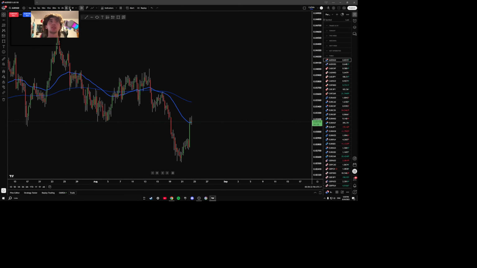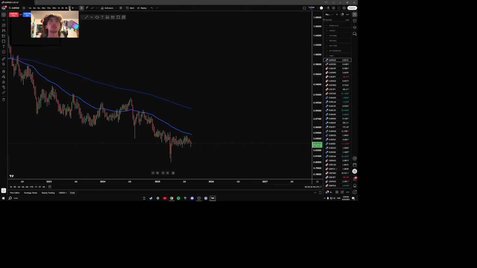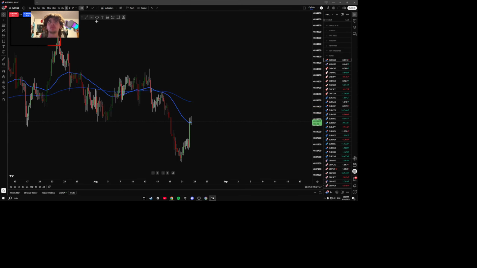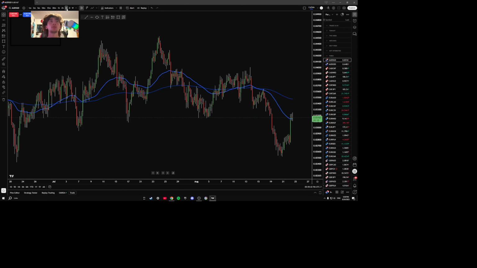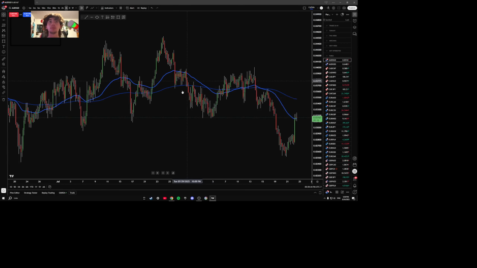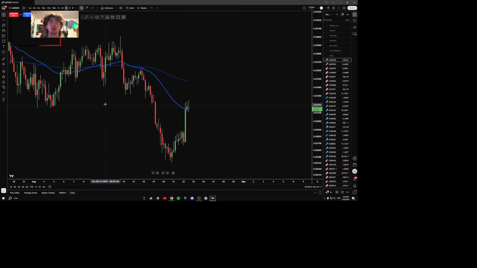AUD SGD, also a pair I've never analyzed. And it looks like it's ranging on weekly and daily. Don't like that. No good 4 hour areas of interest, except up here.